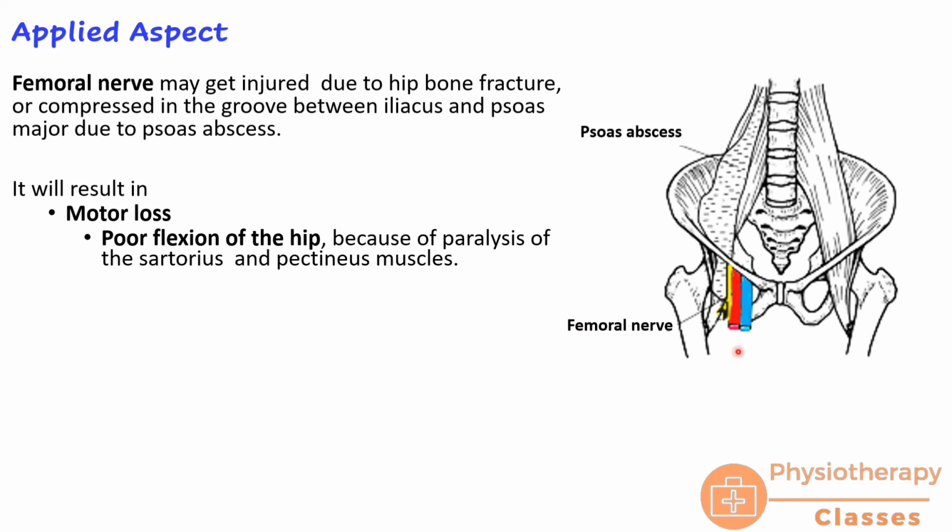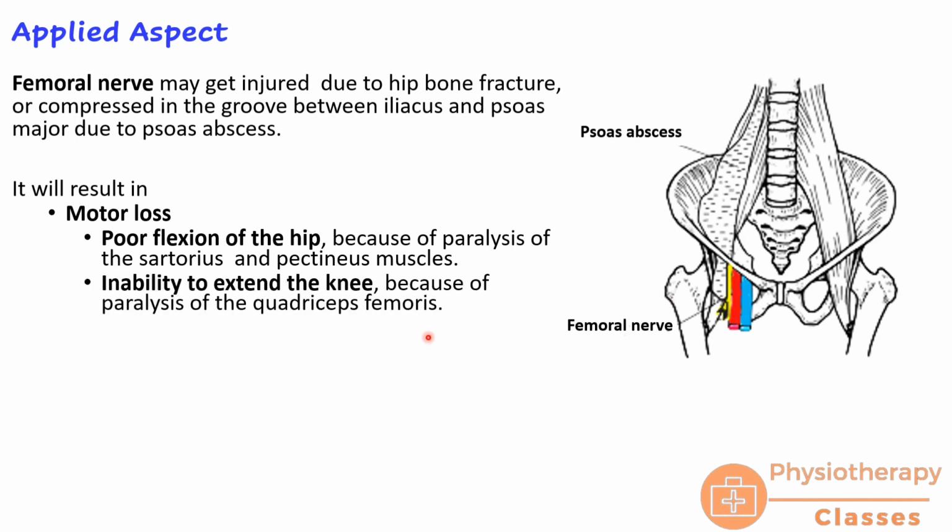The motor loss: there will be poor flexion of the hip joint due to paralysis of the muscles that will be affected, sartorius and pectineus, but iliacus and psoas major muscle can help in flexion of the hip joint. Then there will be inability to extend the knee, because the only muscle responsible for extension of the knee is the quadriceps femoris, and that is supplied by femoral nerve, so that will be affected. So inability to extend the knee, poor flexion of the hip, that you should remember.